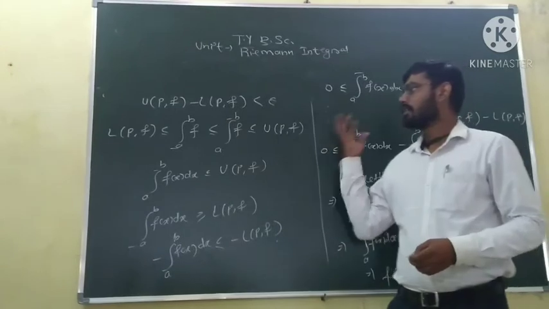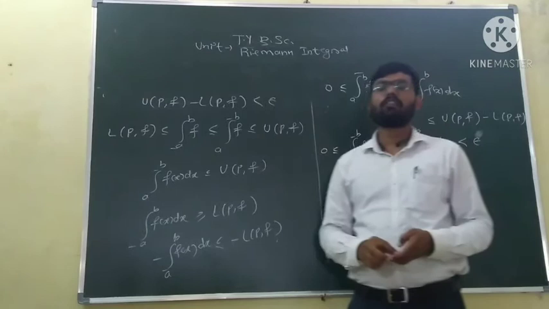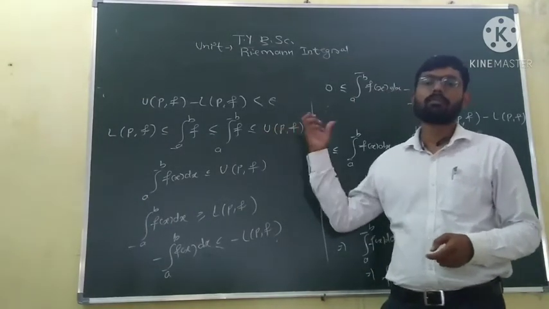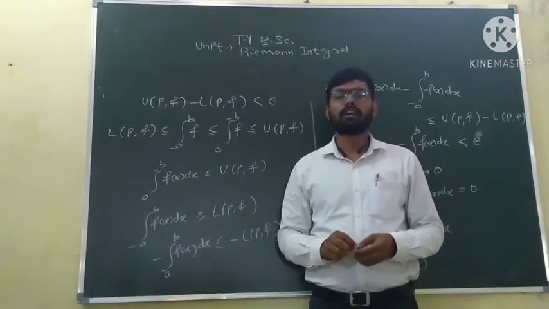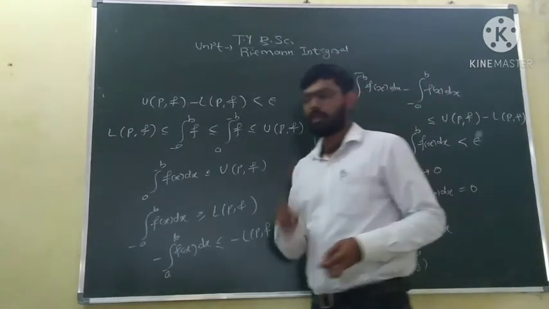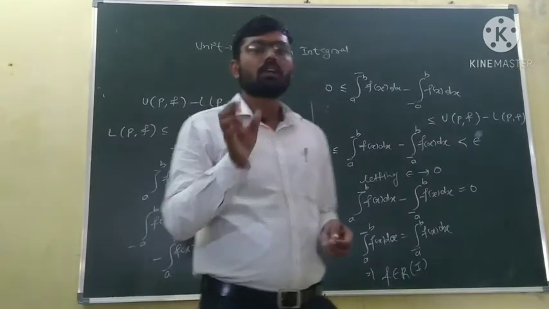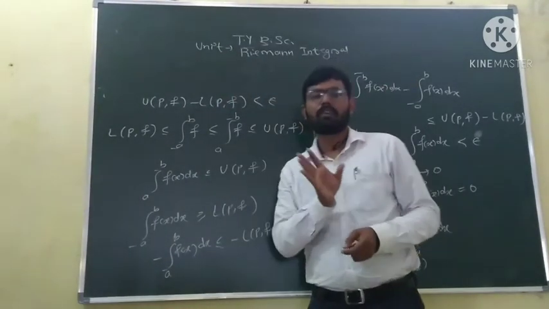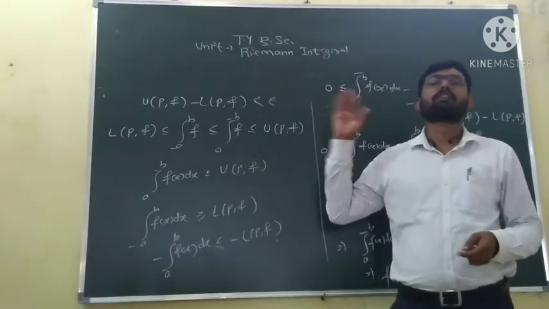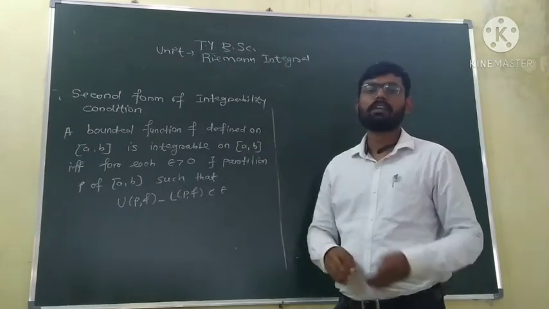On a similar line, we can prove the second form of the integrability condition. We will see the statement of that second form, which is very similar to the first form. Only a very small difference is there: there is no need to put the condition that the norm of the partition is less than delta. So I leave the proof of the second form to you, and we will just see what the second form of the integrability condition says.